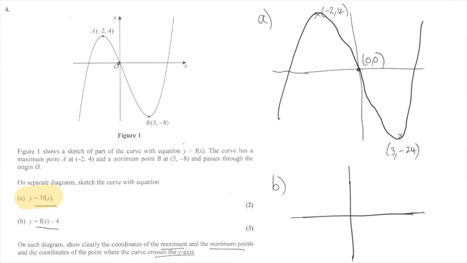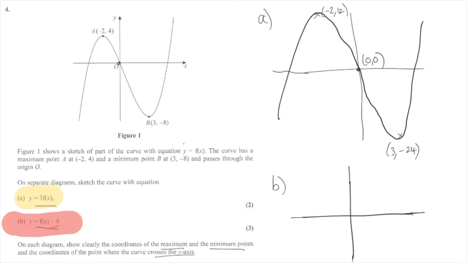Now looking at part B, we've got y equals f of x minus 4. Same questions to ask. Is it on the inside or the outside of the brackets? It's on the outside. Does that mean it affects the x coordinate or the y coordinate? Well, it's on the outside, so it affects the y coordinate. Do I do what it says, or do I do the opposite? Well, it's outside the brackets, it affects the y coordinate, so I just do what it says.